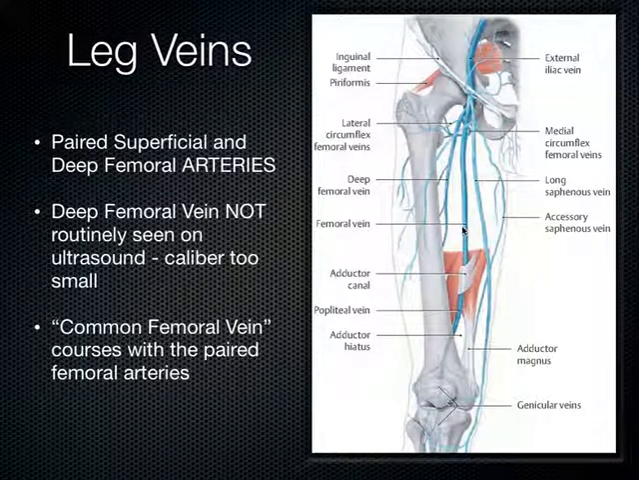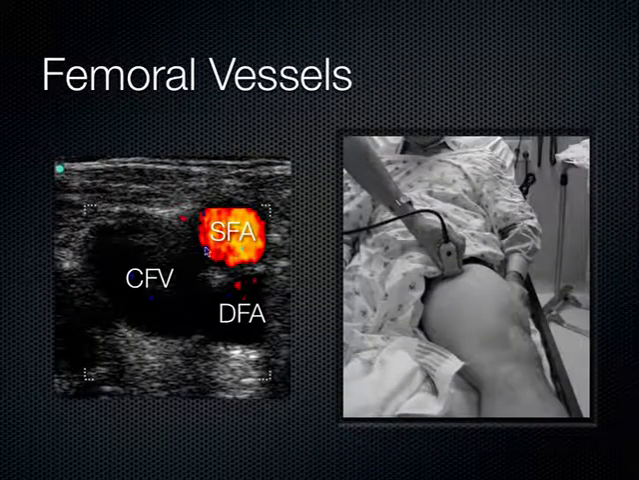And so that's what we're going to be doing when we're looking for a DVT in the lower extremities, is compressing this area here in a transverse plane, and then we move to the popliteal fossa. And we can see here, this is a very proximal location, superficial and deep femoral arteries. Here's the common femoral vein. Notice that it's medial to the arterial structures.